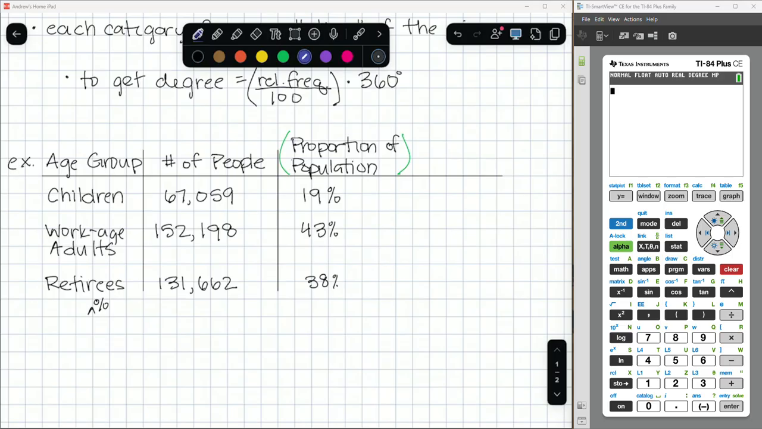So I'm going to do this in a slightly different color off to the side here. What I'm going to do is take each of these, divide them by 100 and then multiply them by 360. So this is going to be 19 over 100 times 360. 43 over 100 times 360. All the way down, 38 over 100 times 360.